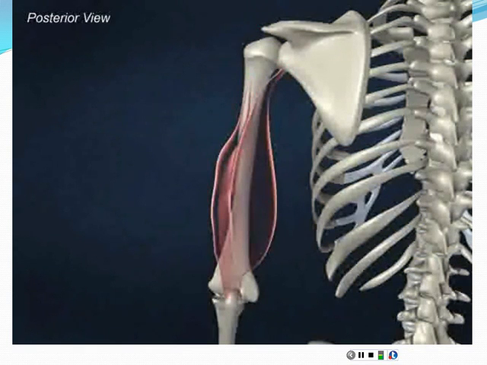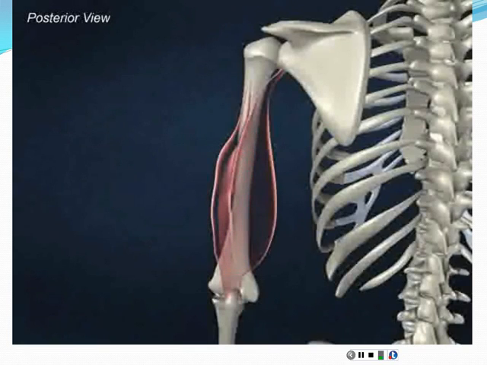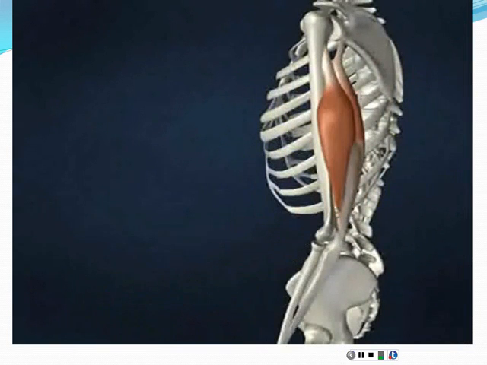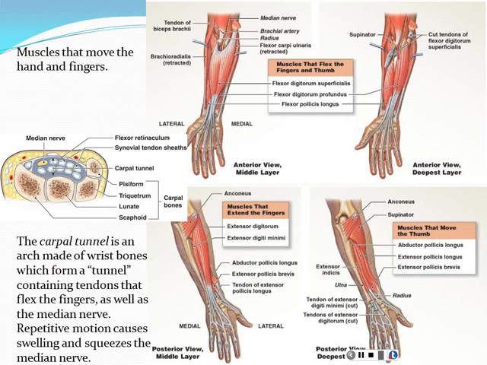The origins of the medial head are from the inferior 2/3 of the medial and posterior surfaces of the humerus and is located inferiorly to the radial groove. Together, the 3 heads insert onto the superior and posterior surfaces of the olecranon process of the ulna. Triceps brachii extends the forearm at the elbow. It is innervated by the radial nerve. All right, so classic elbow extensor. We're going to skip that one.